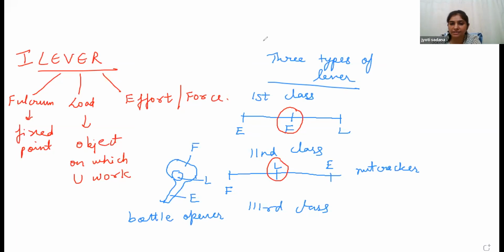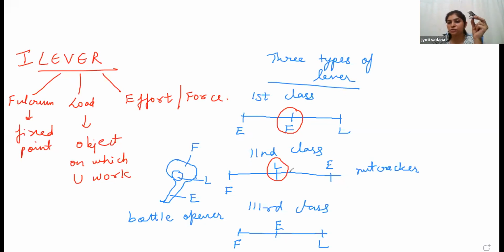Coming to the third class lever. In third class lever, what happens? Again, the fulcrum is at one corner, the effort will be in the middle, and the load will be at the other corner. For example, just now I have given you the stapler. Just match it. Is it a third class lever? Say yes or no. Yes, because here the fulcrum is at one corner, the load is at another corner, and the force or effort is in the middle. So it is an example of a third class lever.